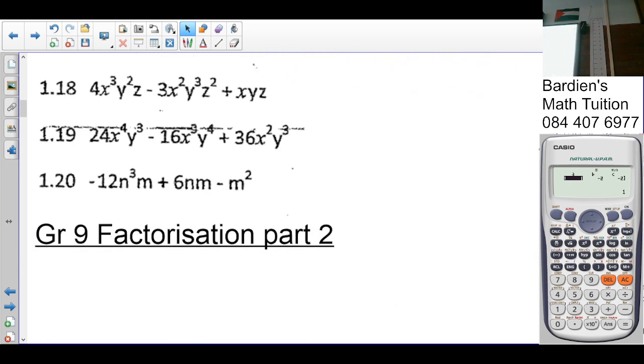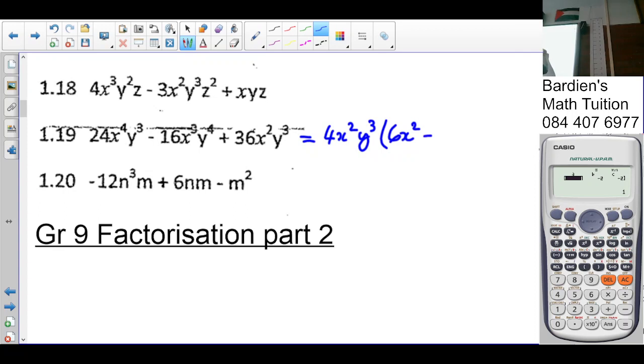Then we have number 19. What was common there? 4x squared y cubed into 6x squared minus 4xy plus 9. Any confusion there?